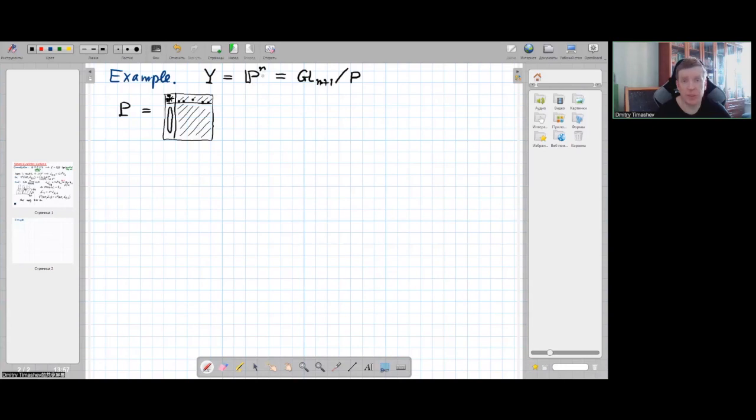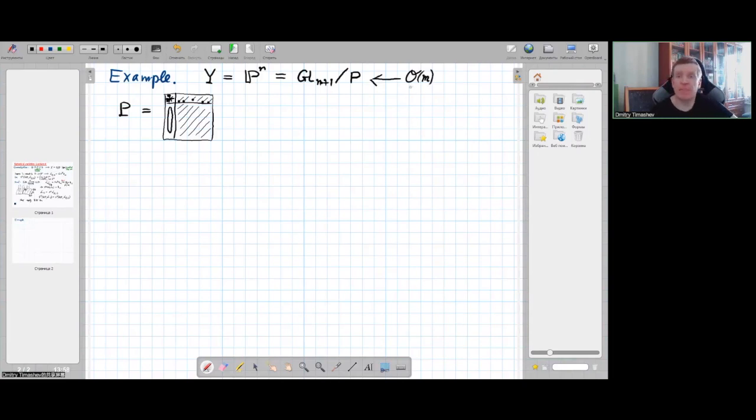Okay, so this is a parabolic subgroup, which is the stabilizer of the point in P^n corresponding to the first vector of the standard basis in K^(n+1), the n+1 dimensional column vector space. And over this P^n, we have a collection of line bundles, which we already considered before, denoted O(m).